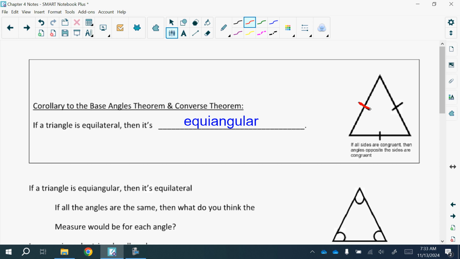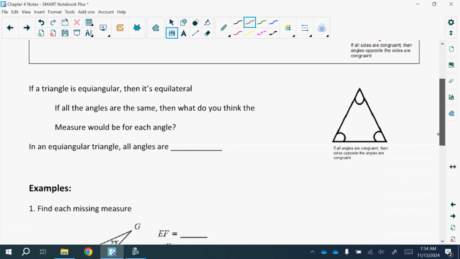So here we're given that all the sides are congruent. Therefore, all of these angles are congruent. Kind of makes sense, checks out, all the sides are congruent, therefore all the angles are congruent. So that means if you're equilateral, you are then automatically equiangular. All your sides are equal, all your angles are equal.